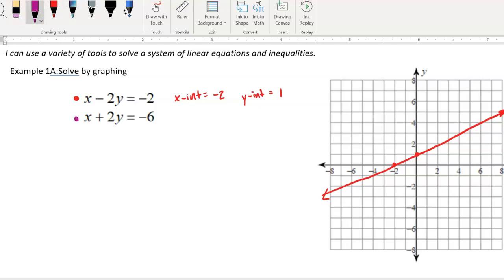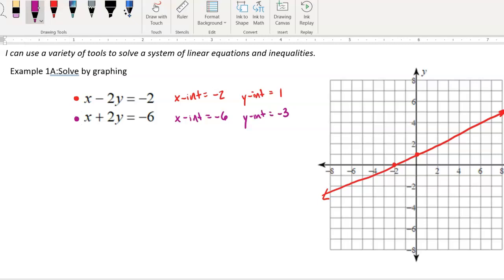The other one, I'll do this one in purple. We're going to do the same exact process. To find the x-intercept, we would cover up the y. There's nothing I have to simplify there. I get the statement x equals negative 6, so the x-intercept is at negative 6. Then to find the y-intercept, we cover up the x. And now I have the statement 2y equals negative 6, so we need to solve for y. If I divide by 2, I get the y-intercept is negative 3.